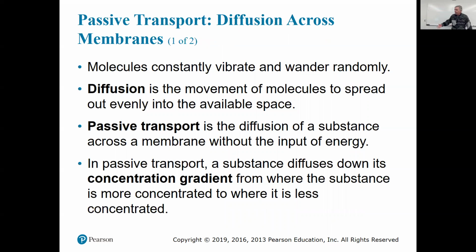Okay, passive transport, diffusion across membranes. Well, I know about diffusion. I think you've covered diffusion in other biology classes, but it's important, and we're gonna go through it again. Molecules constantly vibrate in water randomly at any temperature. And usually the hotter the temperature, the more violently they vibrate and wander. The colder, the less they do so. Diffusion is the movement of molecules to spread out evenly into available space. In other words, from an area of high concentration to an area of low concentration, to make it equal. So it's higher over here and lower over here, so molecules move over here to make things equal, to go to equilibrium.